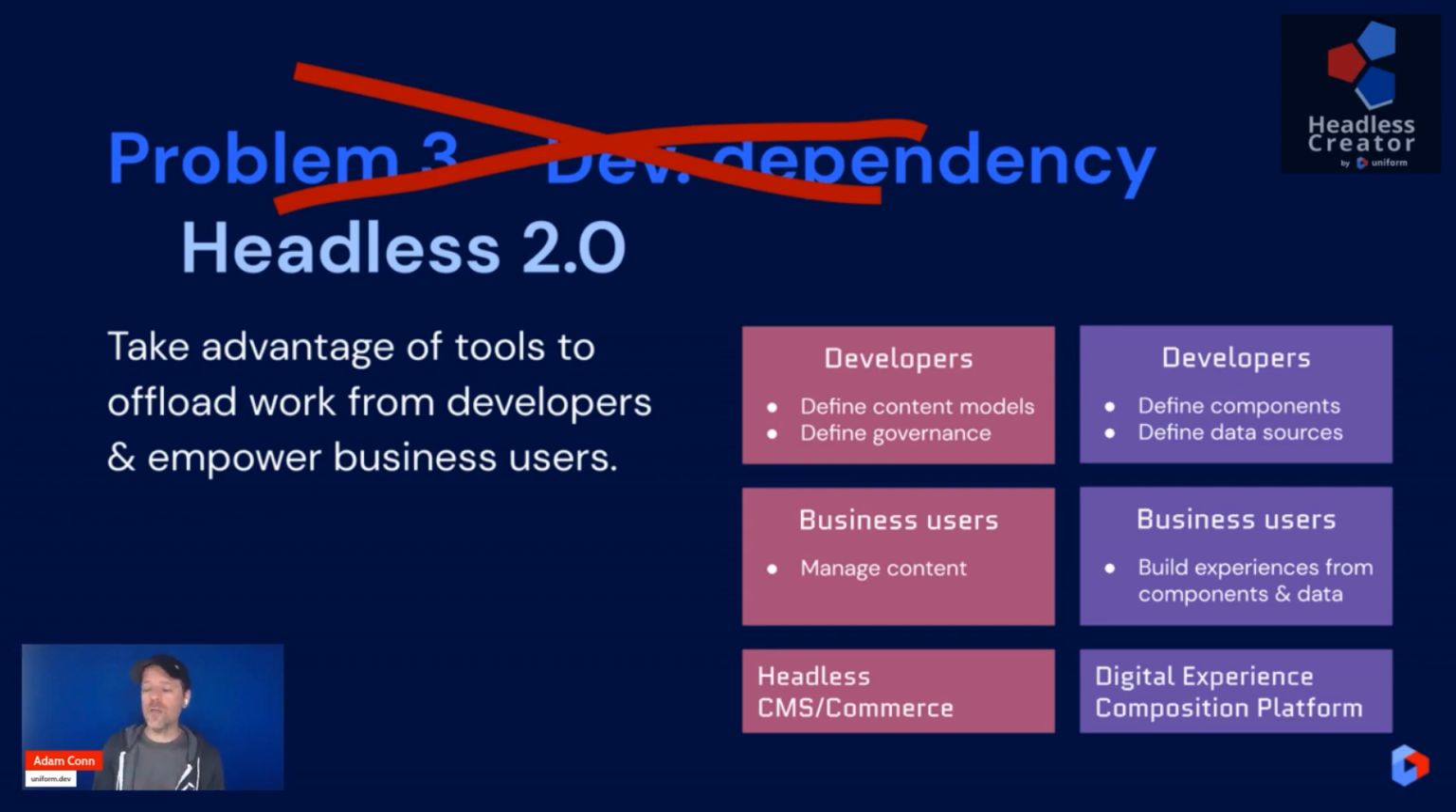With Headless 2.0, we take advantage of tools to offload work from developers and to empower business users. And this involves embracing composability and leveraging the benefits of being able to use these best of need products. So the products that have the features that you need, not the products that somebody else has said is just the best that there is out there. And also it involves embracing the fact that developers and non-developers are really equal participants in building digital experiences.